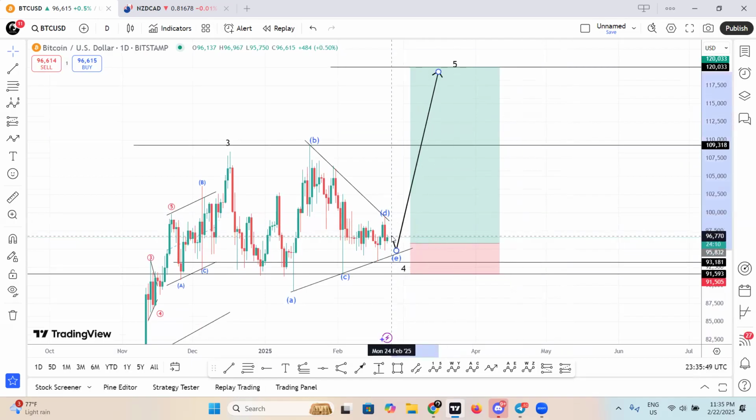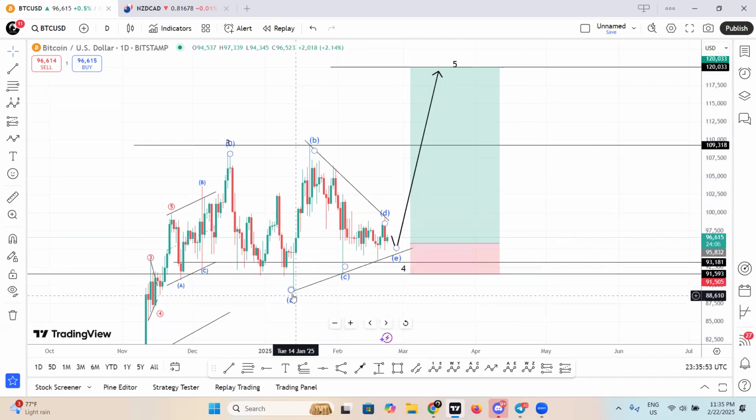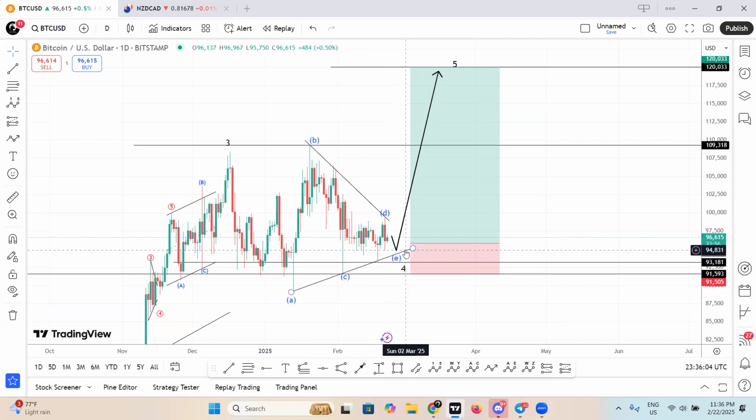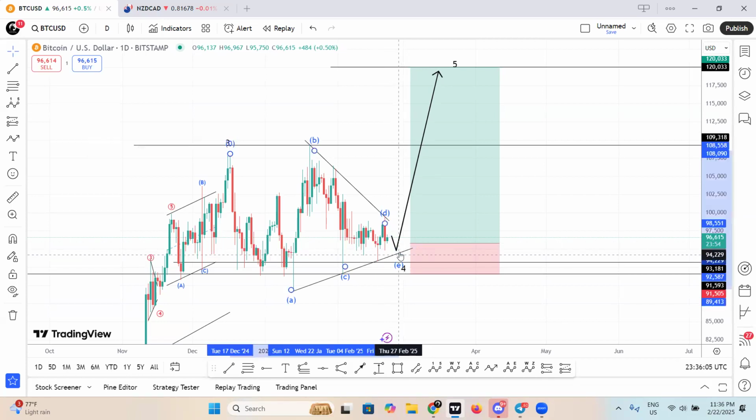I still expect a little drop to touch this trend line. Can you see the trend line? Price has been following that trend line. This is the first touch, second touch, third touch. I'm waiting for the last touch, the last touch to make wave E.